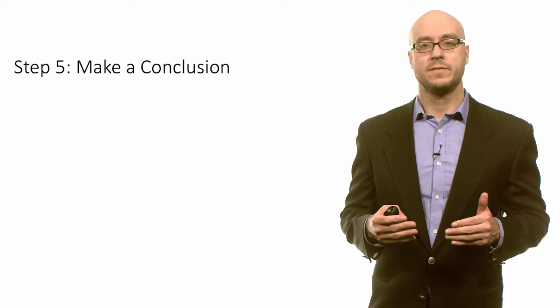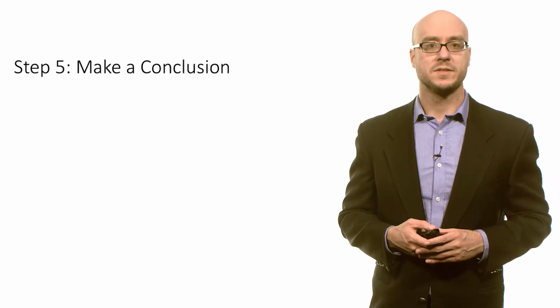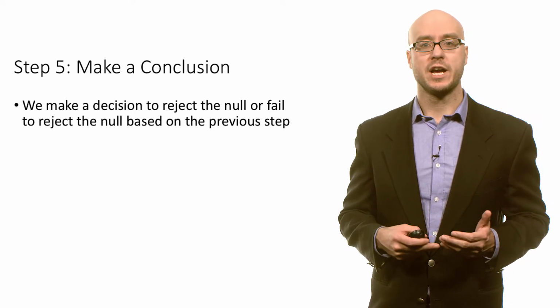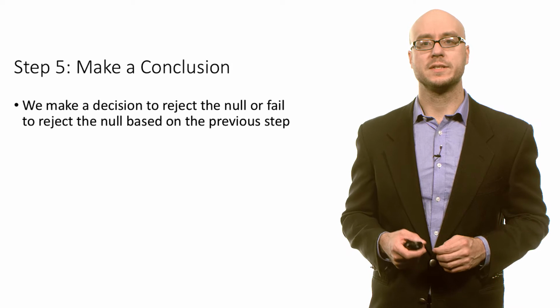In step 5 in the framework of hypothesis testing, you make a conclusion. So we make a decision to reject the null or fail to reject the null based on the previous step by comparing our z-test statistic to some critical value, or using the z-test statistic to calculate a probability value, or a p-value, which is the probability of obtaining a z-test statistic as or more extreme than the one we observed or obtained. And then we compare that p-value to a level of alpha.